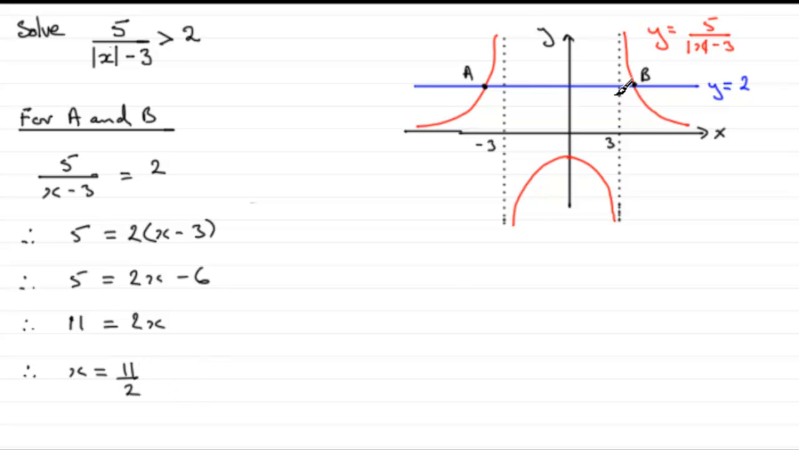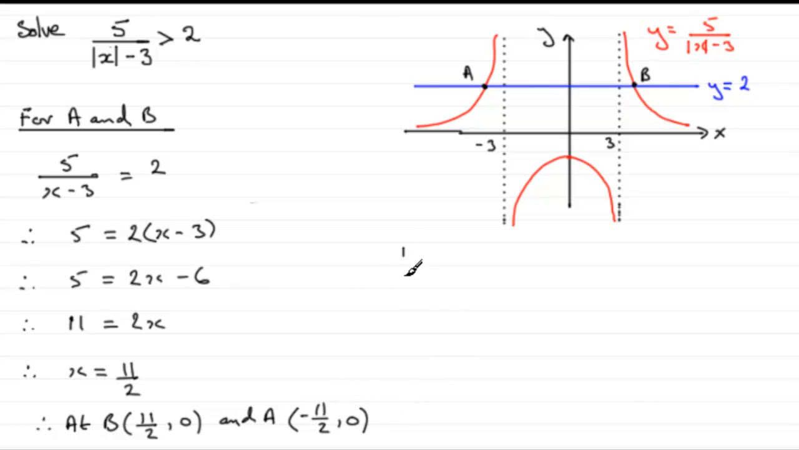Now clearly that is the point B. So therefore at B, the coordinate is going to be 11 over 2, 0. And at A, it is going to be, by symmetry, minus 11 over 2, 0.